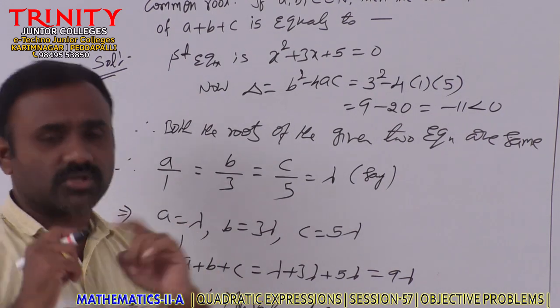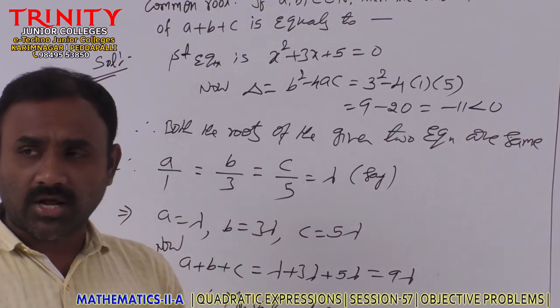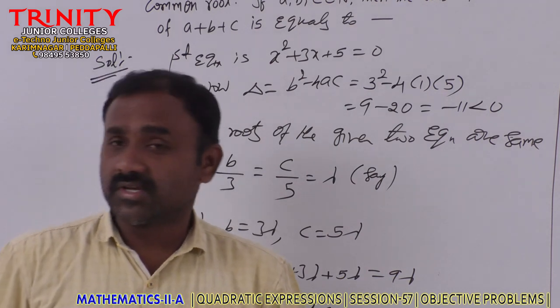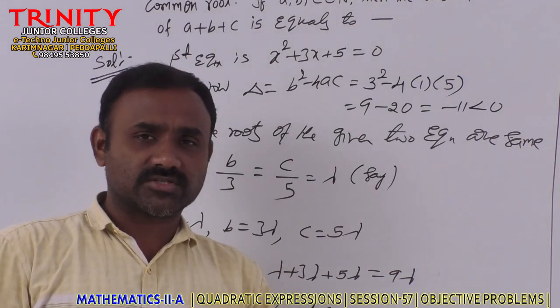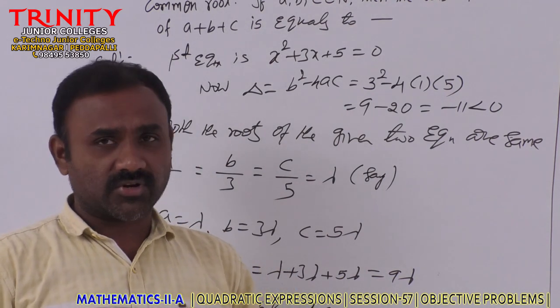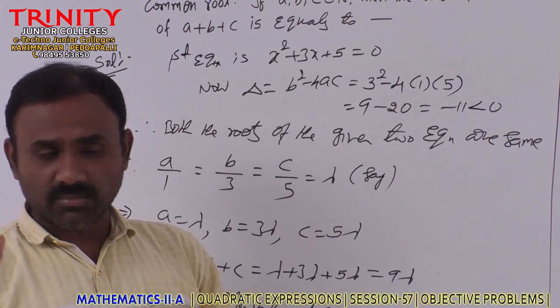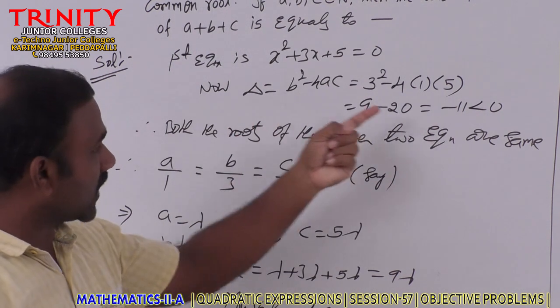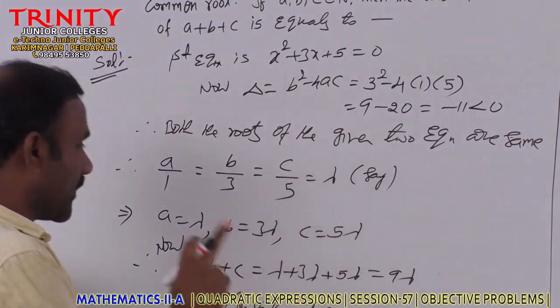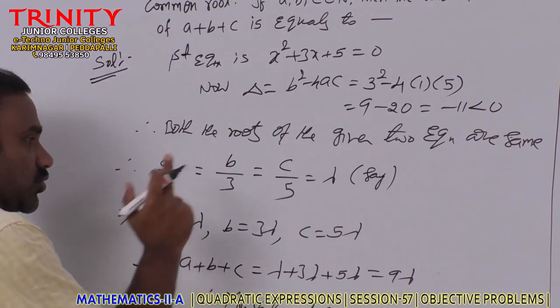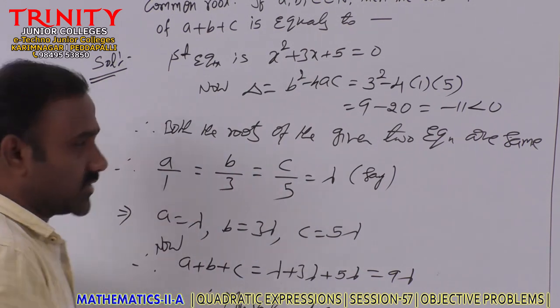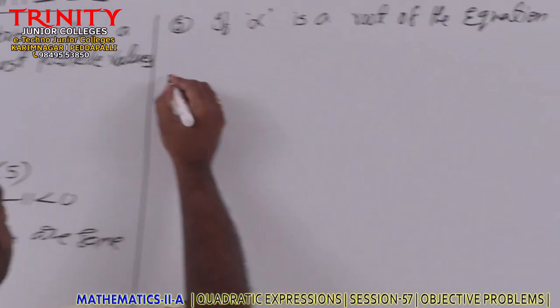If only one root is common, we have already discussed the condition: (c1a2 minus c2a1) whole square is equal to (a1b2 minus a2b1) into (b1c2 minus b2c1). That is the case when only one root is common. But here, according to the discriminant, both the roots are common. That's why we compared the ratios of the coefficients of x square, x and constant, and we got the result. Then we'll go for another problem.